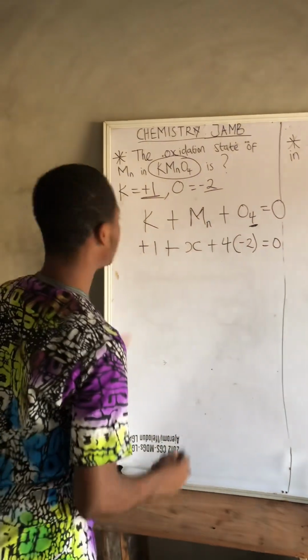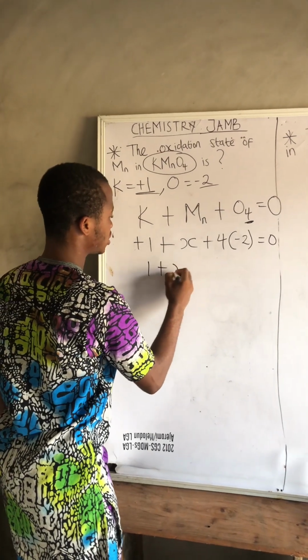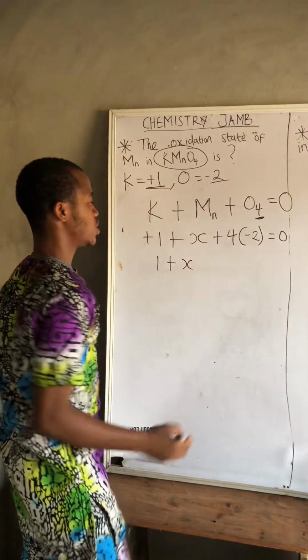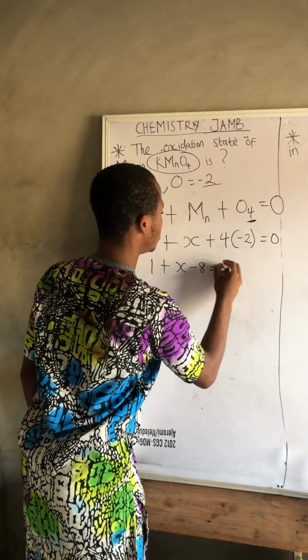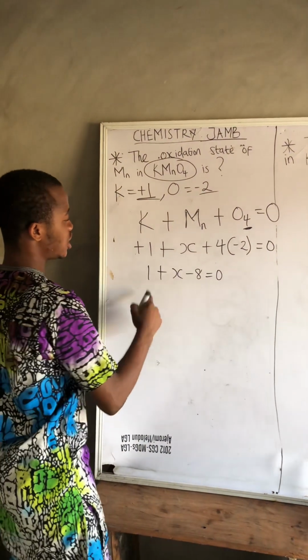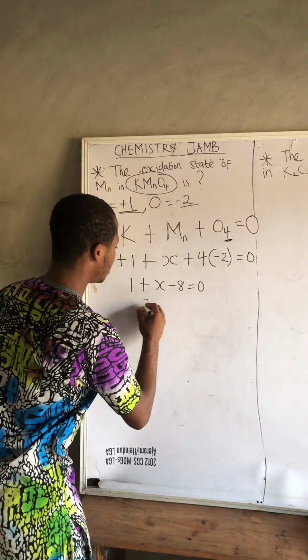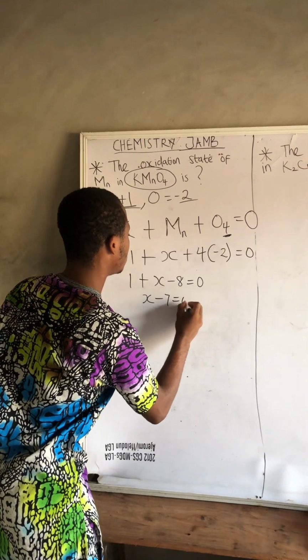So now let us continue. This will give us 1. Let us just put this as 1 plus x. Then 4 multiplied by -2 will give us -8 equals 0. So now let us just add this. 1 minus 8 will give us what? -7. X minus 7 equals 0.